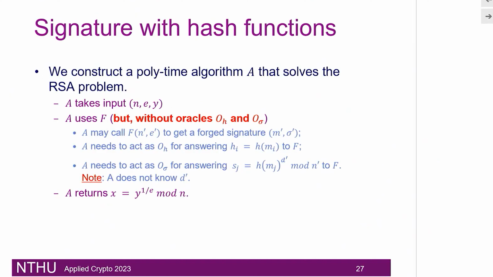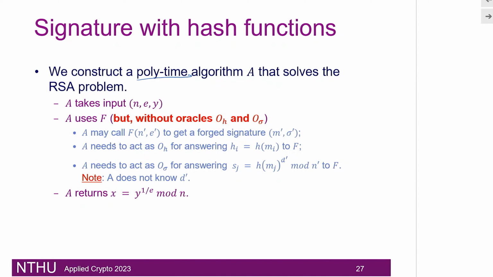So let me put that in more clear text. Our goal now is to construct a polynomial time algorithm, of course, A, that solves the RSA problem. A takes as input this N, E, and Y, the challenge that we need to solve. And then we know that A would use some forger F, but F needs a hash oracle and a signature oracle, but right now, the point is we don't have those oracles. We have to create them.